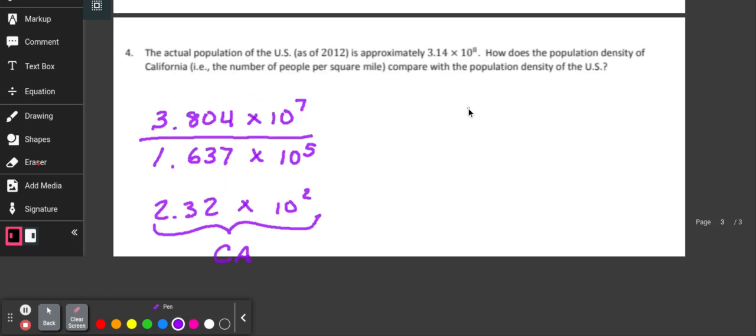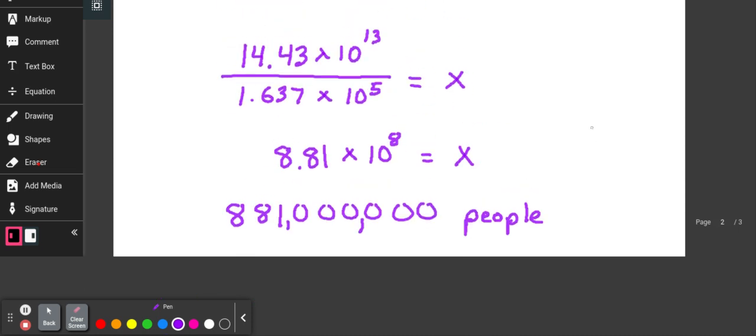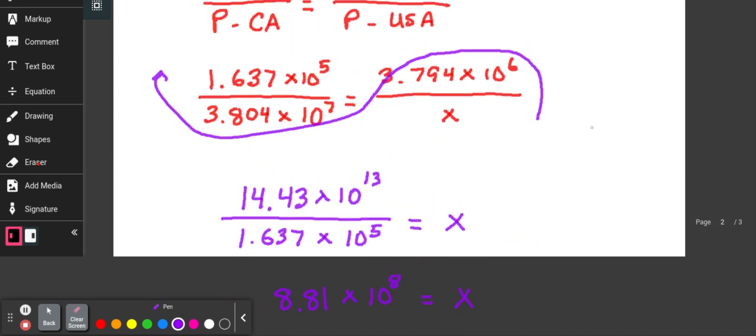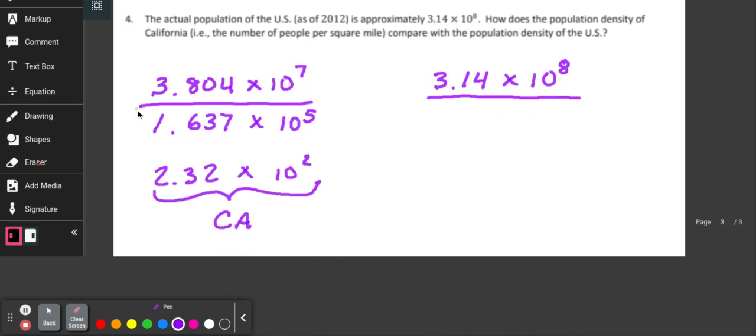Now I have to do the same thing for the United States. So the United States is 3.14. Reminds me of pie. Now I'm hungry for pie. And that's the population of the United States divided by its square area. And the square area of the United States is 3.794 times 10 to the 6th.